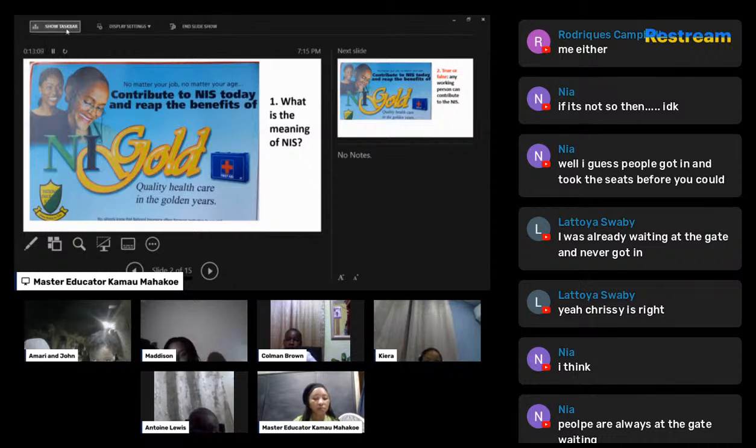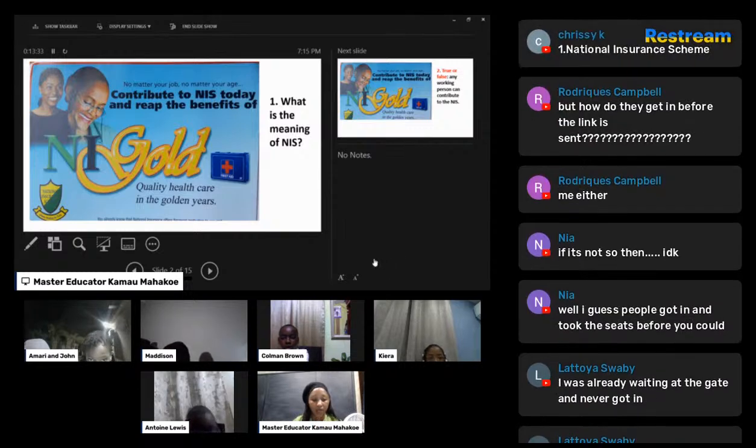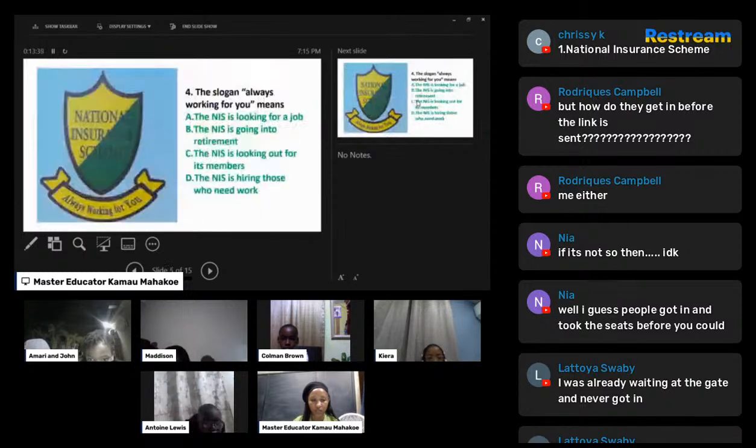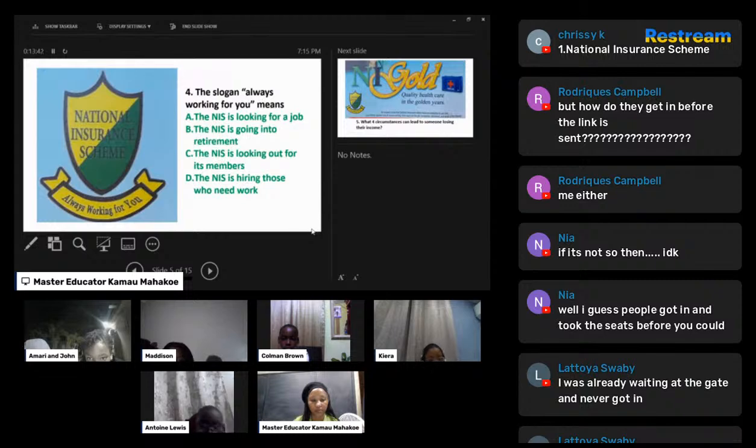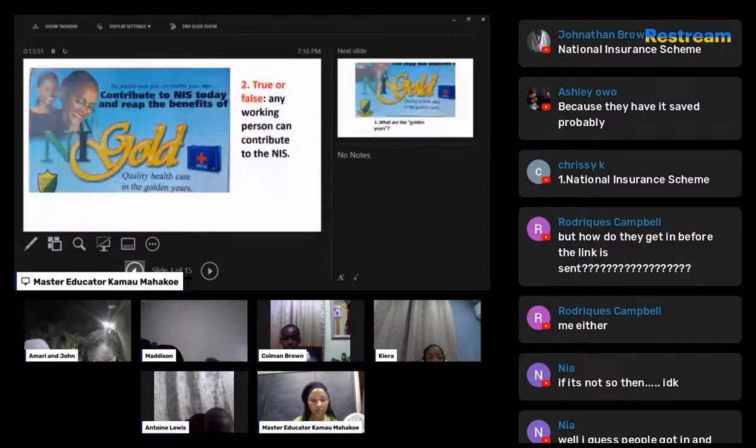Should I read the advertisement again? Yes, please. No matter your job, no matter your age, contribute to NIS today and reap the benefits of NI Gold, quality healthcare in the golden years. Miss, I can't see what's in the shield. Okay, let me see if I can find a better picture of the shield. That's the shield. National Insurance Scheme. Always working for you.